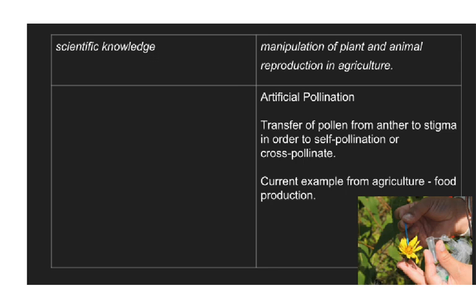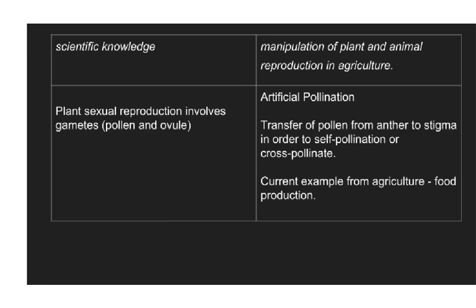Our next example of a reproductive technique is artificial pollination. This is the transfer of pollen from anther to stigma in order to self-pollinate or cross-pollinate. A current example from agriculture is within the kiwi fruit industry. Because of the high number of bee visits that are required to pollinate just the one flower, what farmers can do to speed up the process of pollination is to use artificial pollination on top of what the bees are already doing. Now, there'll be more on this information in a link that I'll post up on the classroom.